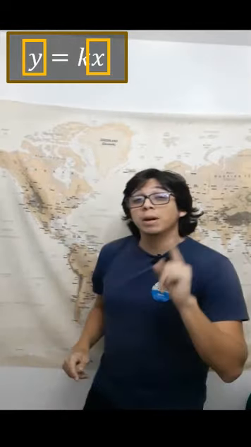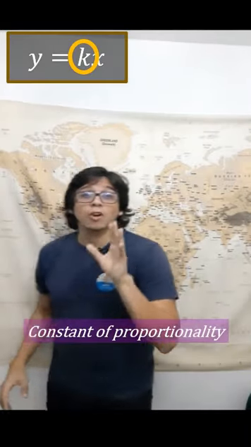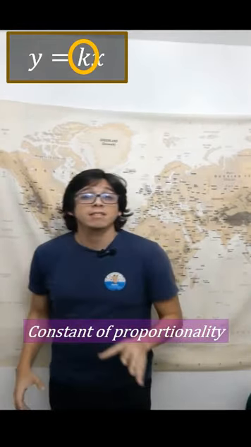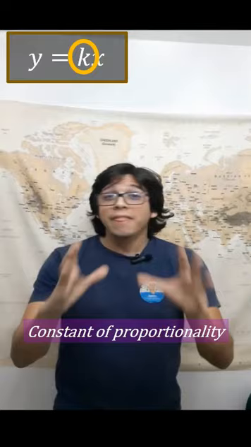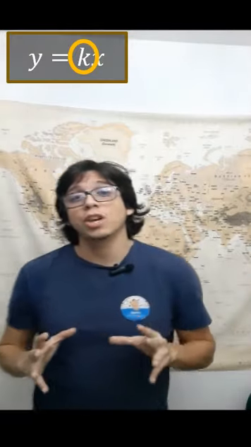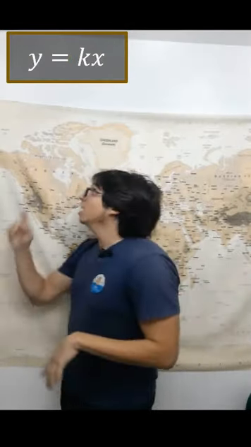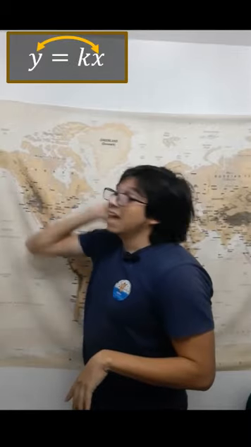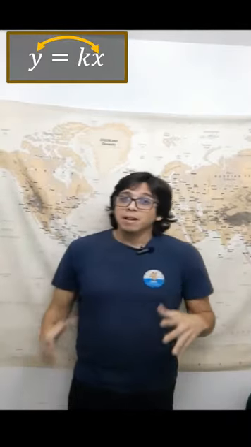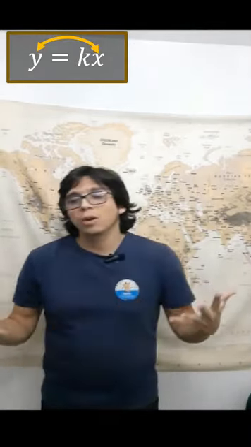But what we are going to pay attention to is that k. That k is called the constant of proportionality, and as its name says, it's a constant value that is not going to change in our equation, but it's going to tell us the relationship between that x and that y. But how do we understand this concept? Well, let's view an example.